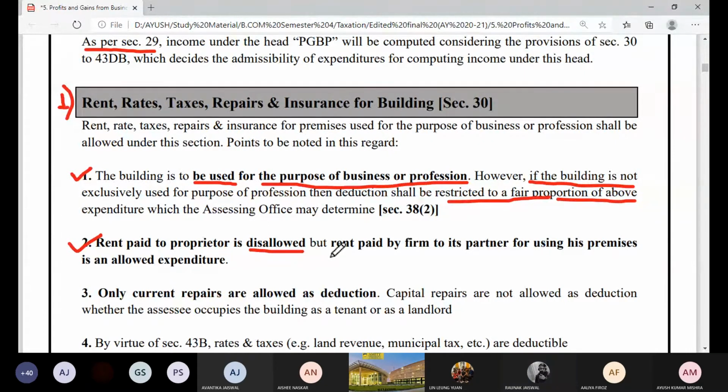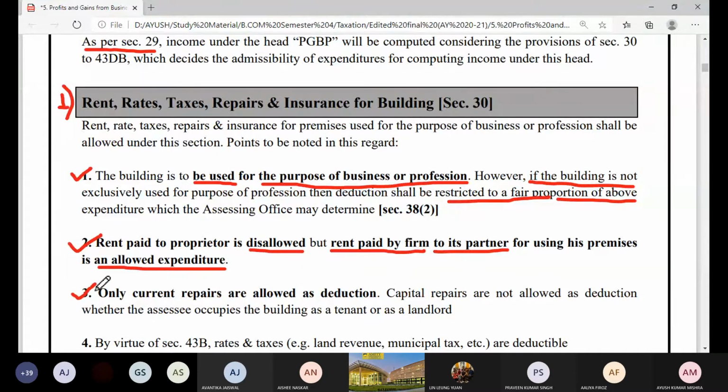Yes, sir. But if the rent is paid by a firm to its partner, then it is allowed, because now the payer and the payee are different. The payer is the firm, which is the collection of all the partners, and the person receiving the amount is an individual partner or one or two partners. Then it is allowed as expenditure. So what should we remember in the case of rent? If rent is paid to an outsider, normally allowed. If paid to a partner, allowed. But if paid to a proprietor, disallowed.